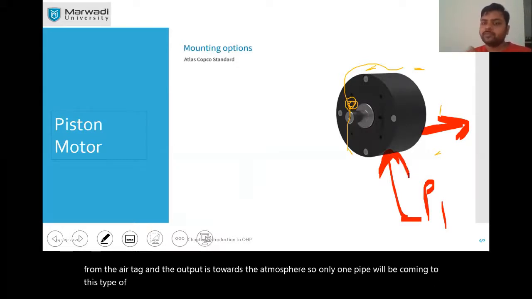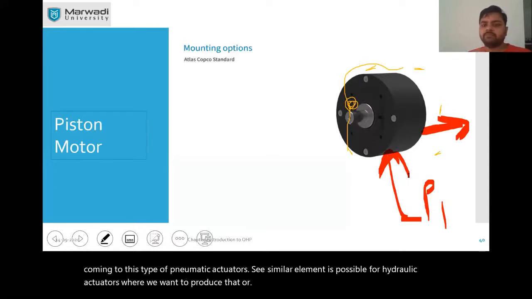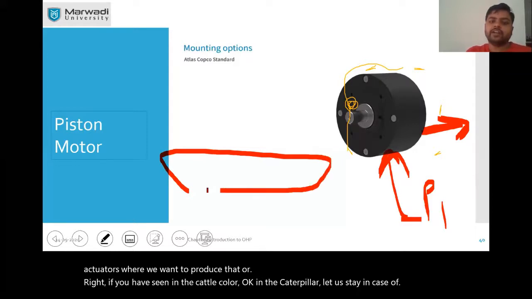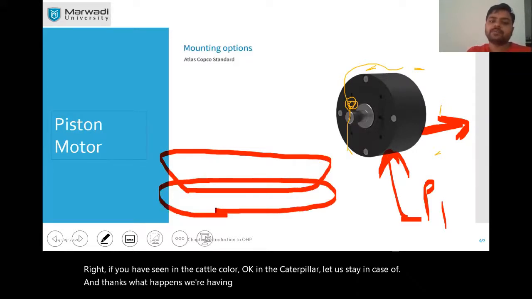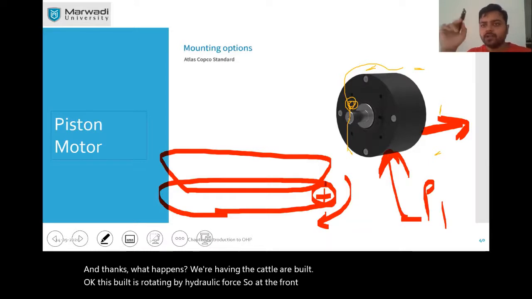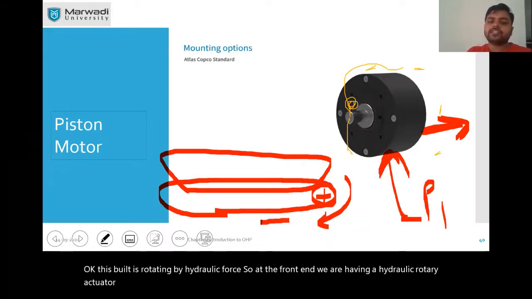Is a similar arrangement possible for hydraulic actuators where we want to produce torque? If you have seen a caterpillar, let us say in the case of tanks, we have a caterpillar belt. This belt is rotating by hydraulic force. So at the front end, we have a hydraulic rotary actuator which is rotating this caterpillar in the tank.